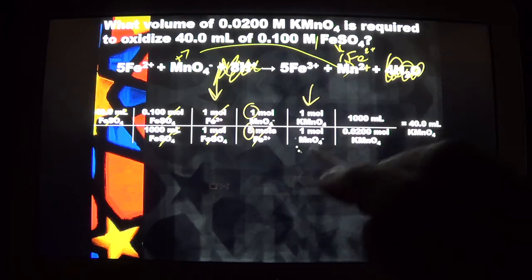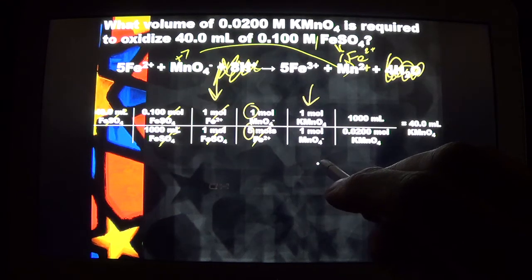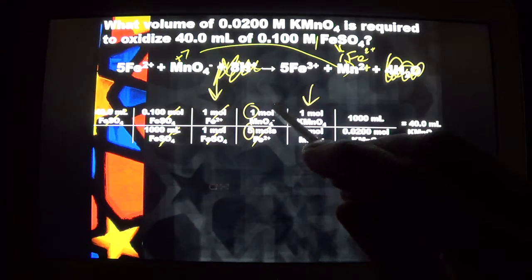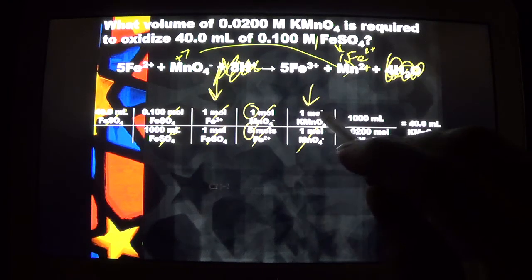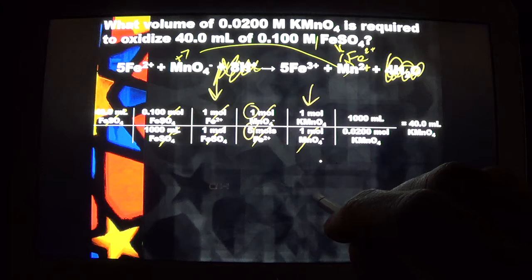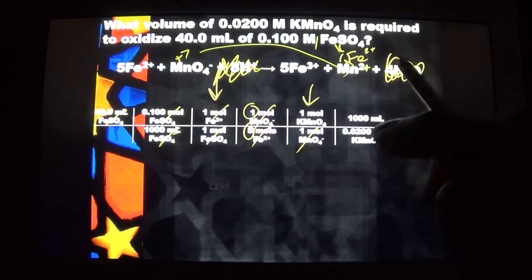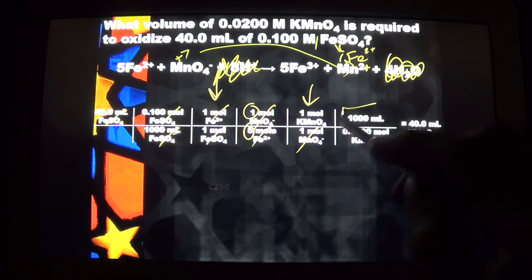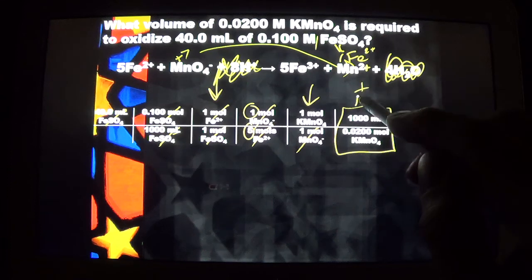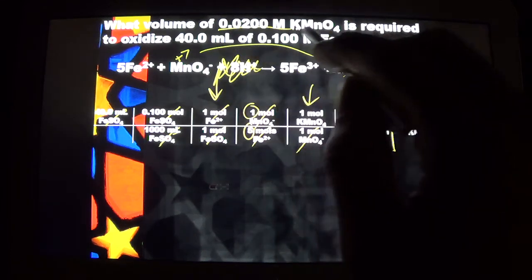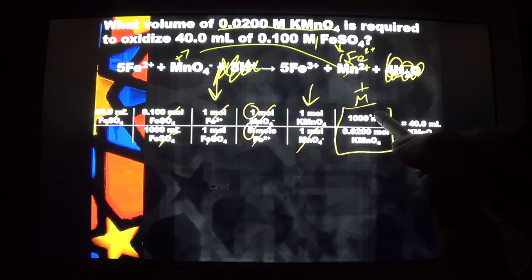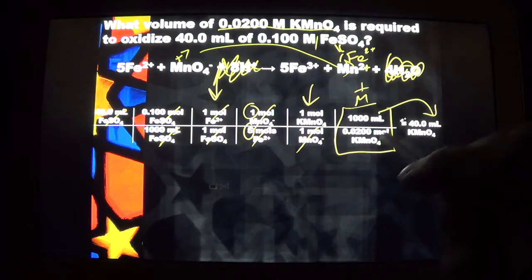It's going to be something else, and then you're going to mess it up. So I like this step to show the ratio. The moles of permanganate cancel and I have moles of potassium permanganate. And using my inverse molarity, again, this is the inverse of the molarity I was given right here in the problem, I've solved for milliliters.